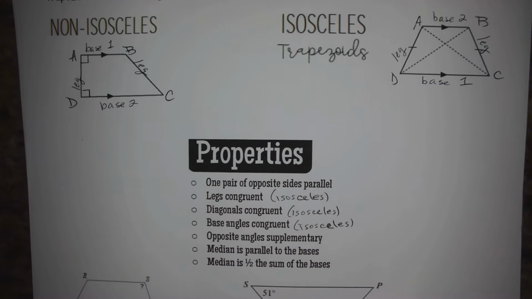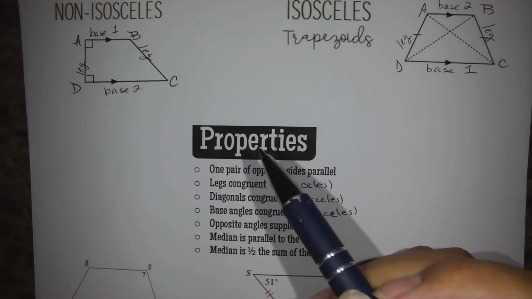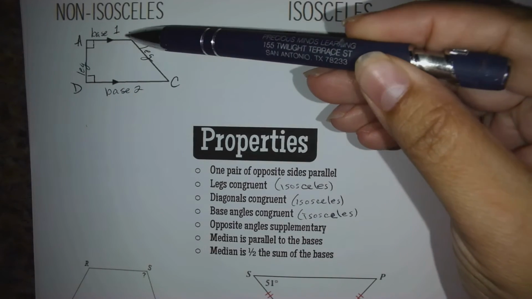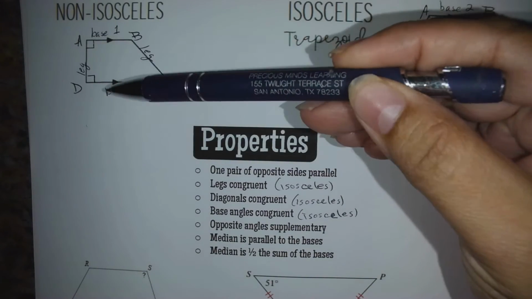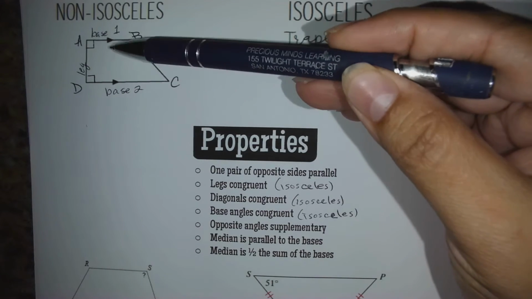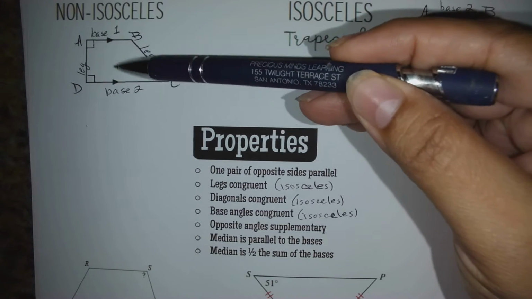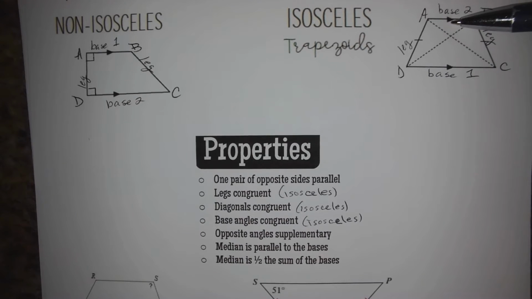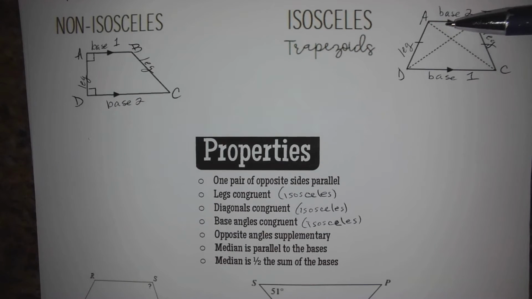We're going to get into this. Here we go. Alright, so one pair of opposite sides are parallel. I want you to notice that AB has this little arrow and DC has this little arrow. Again, these little arrows mean that they're parallel. Notice on the isosceles trapezoid, we also have AB is parallel to DC. So in that case, it doesn't matter if it's isosceles or not. You're going to have one set of parallel sides.